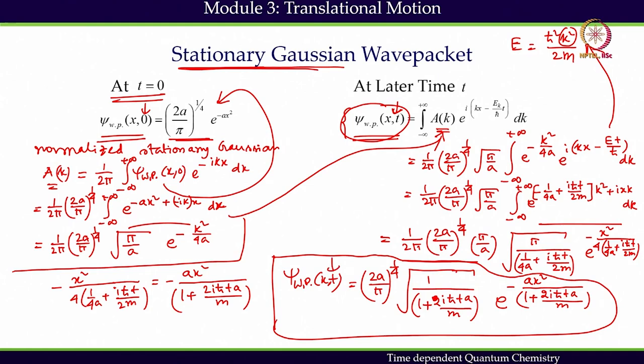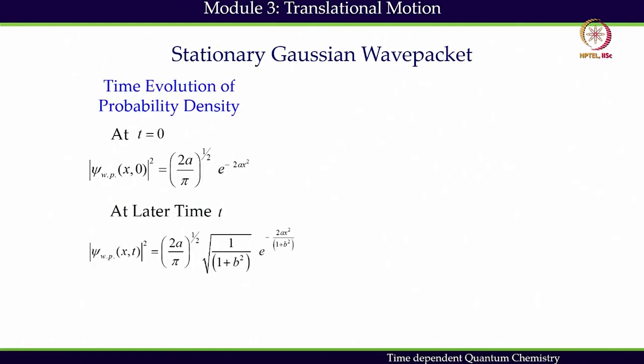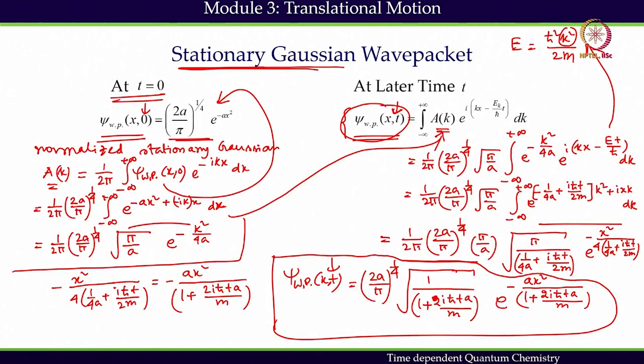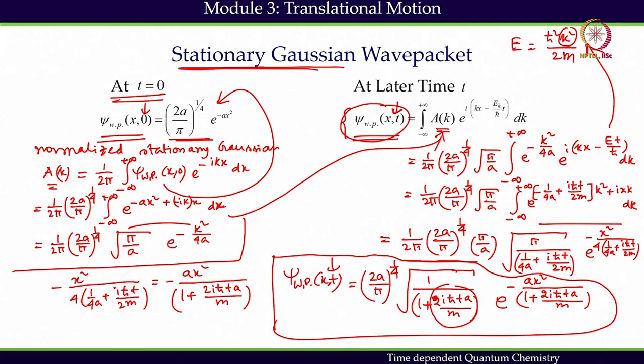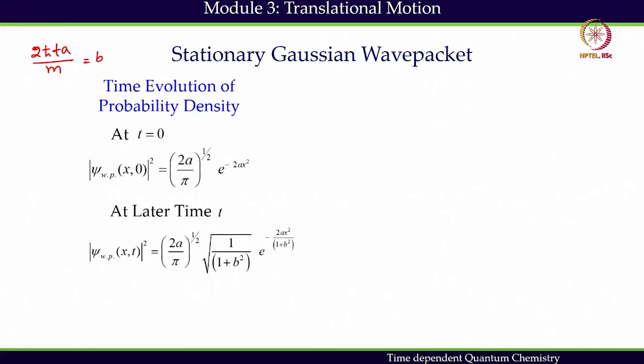And finally, we are interested in density, because that can be connected to the experiment. So we'll get the density also. For getting the density, in the previous expression, we will assume that 2 h cut t a by m equals b. So this part can be represented in terms of b, this part also can be represented in terms of b. And that's the representation we have.